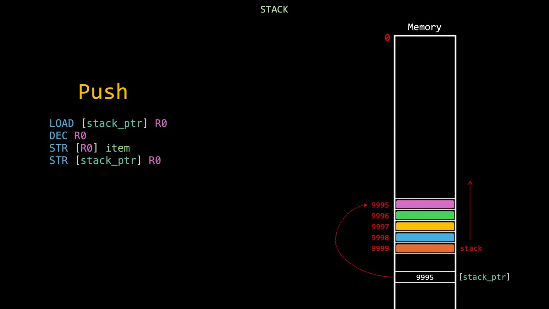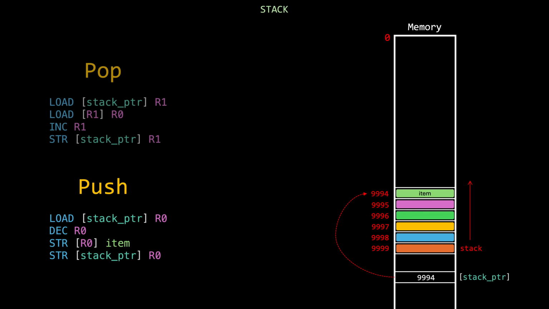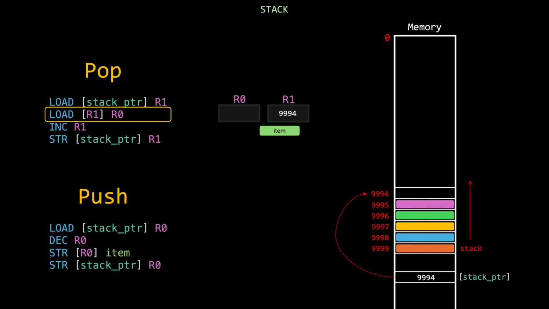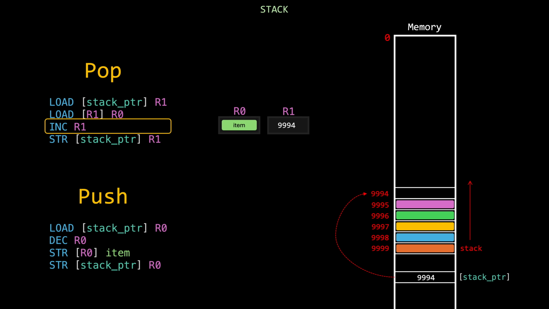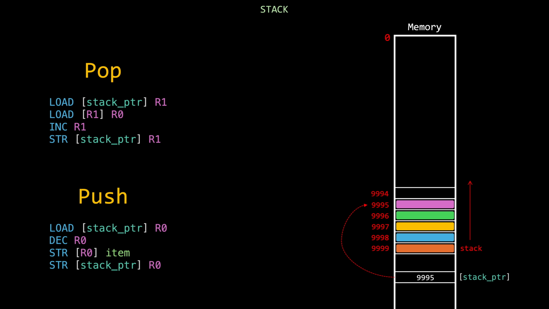To push an element onto the stack, we read the stack pointer, decrement it to point to the next free location, store the new value there, and then update the stack pointer so it points to this new topmost element. To pop an element, we fetch the stack pointer and then fetch the content in the memory location that value points to. After that, we increment the stack pointer and update its value in memory so it once again points to the element below.